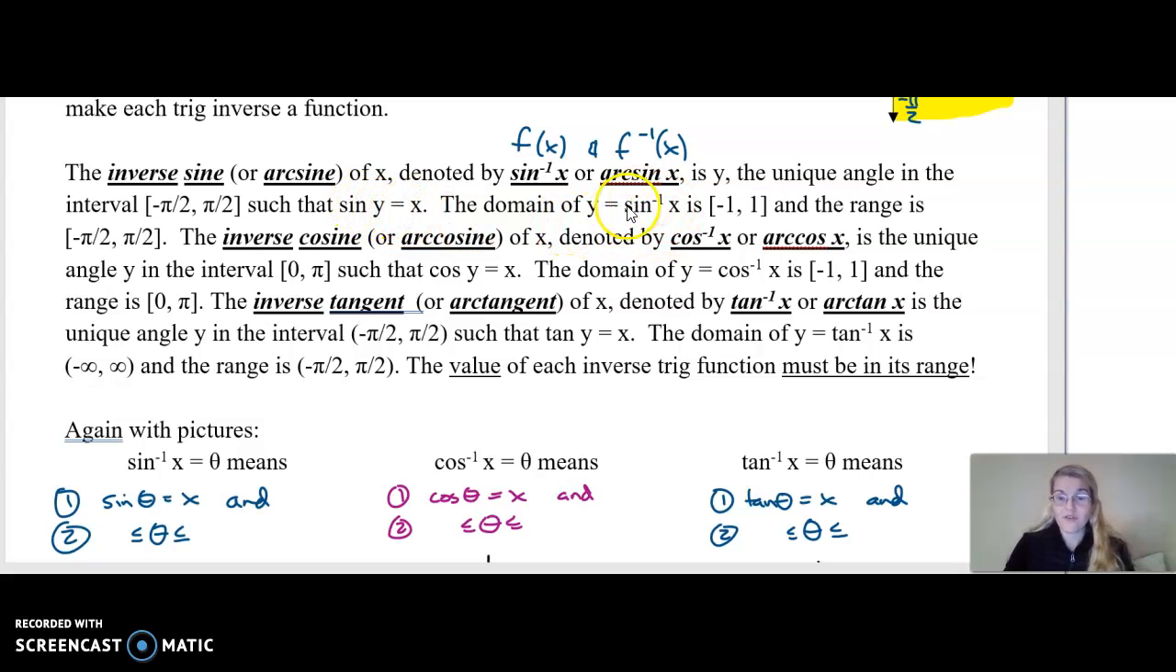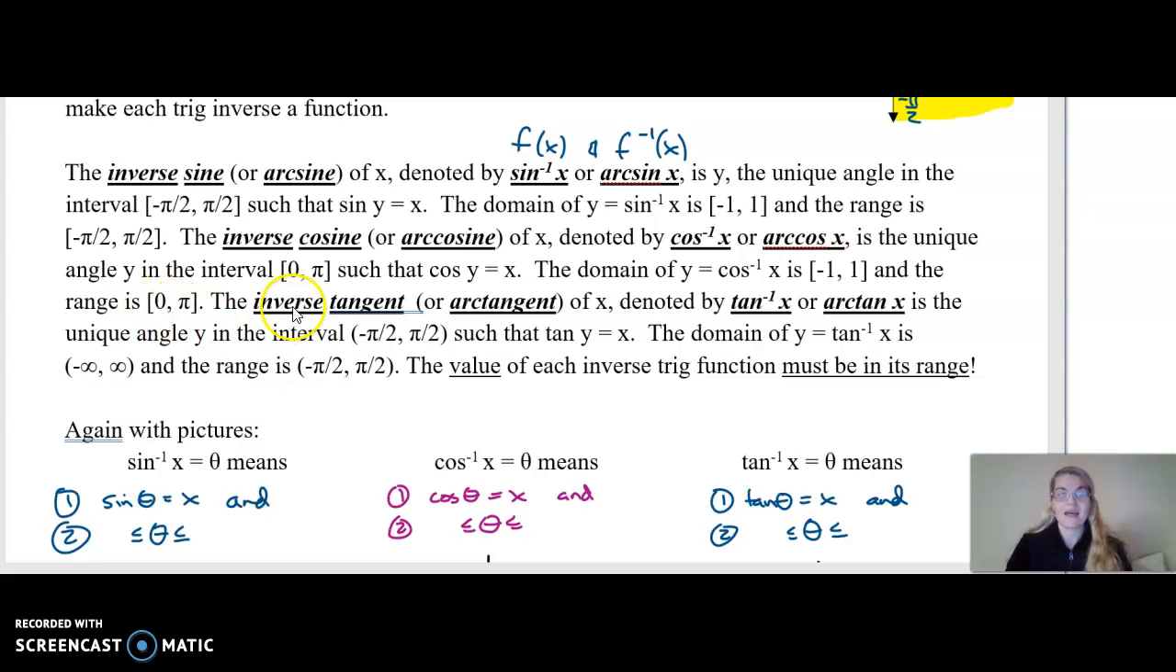The domain of sine inverse is -1 to 1, and the range is this restricted negative pi over 2 to positive pi over 2. The inverse cosine, also sometimes called arccosine of x, is denoted by cosine inverse of x, or arccosine of x. It is also the unique angle y in the interval from 0 to pi, such that cosine of y is x. The domain of cosine inverse is -1 to 1, and its range is again 0 to pi.